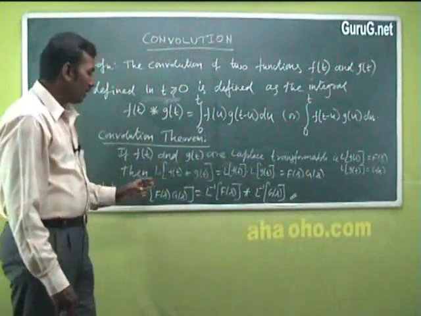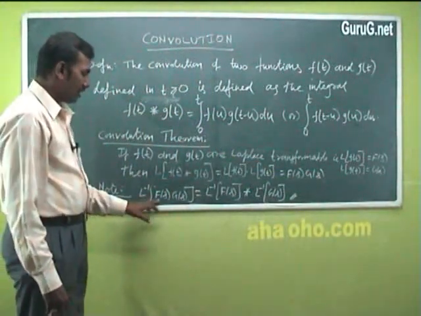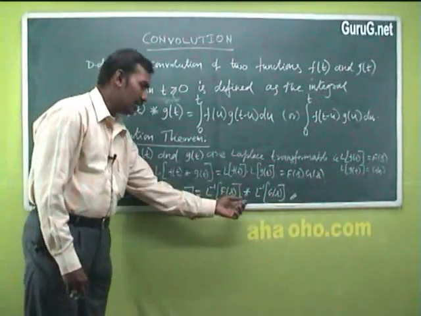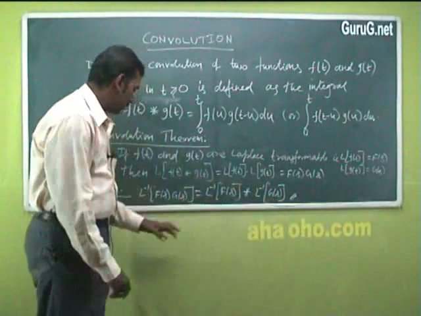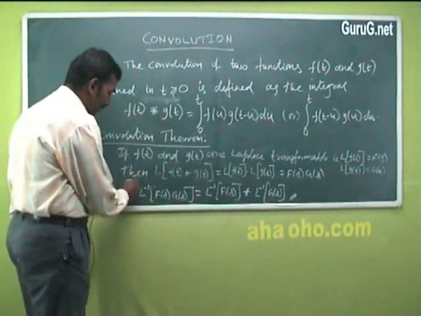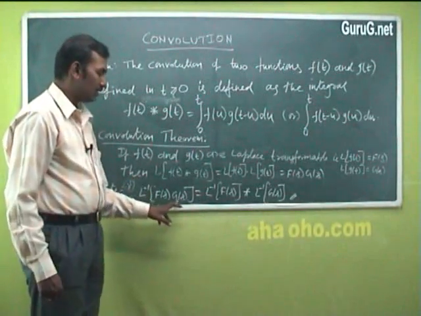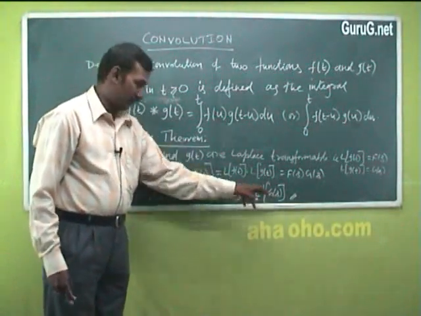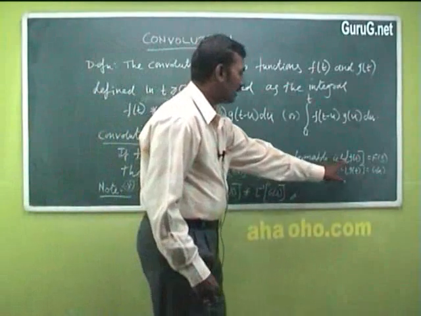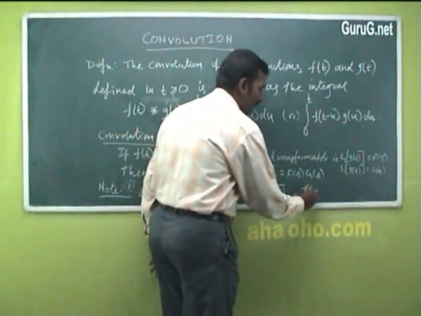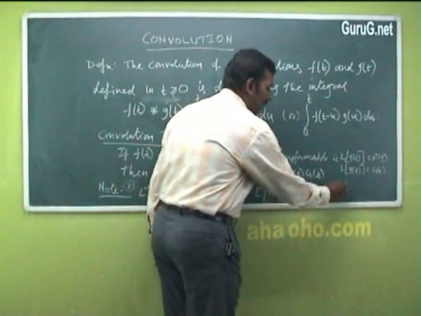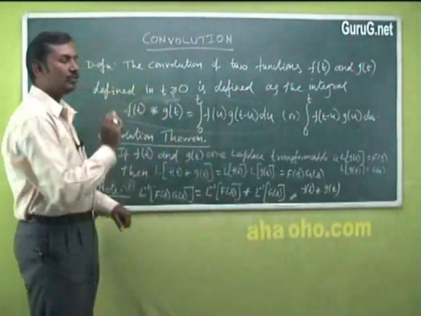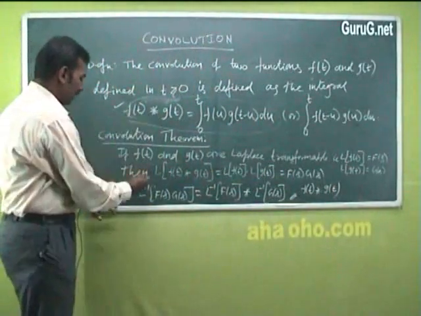So the inverse formula: L inverse of f of s into g of s equals L inverse of f of s star L inverse of g of s. The result is very important, and inversely we apply it. L inverse of f of s is f of t, and L inverse of g of s is g of t, so f of t star g of t, and the definition applies. Remember this result and this result.